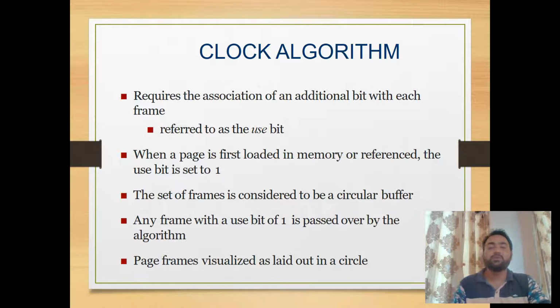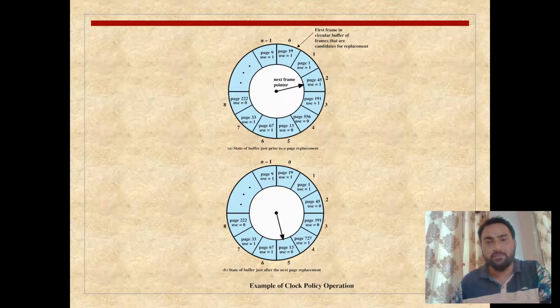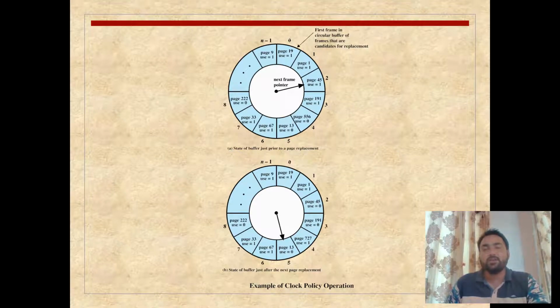Page frames are visualized as laid out in a circle in this algorithm. That's why we call it the clock algorithm also. You can see this in this diagram. In this, various pages are arranged in a circular queue. The upper diagram shows the state of the buffer just prior to a page replacement, before the replacement of a page. In the center is a pointer which points to the next frame to be referenced. The lower diagram shows the state of the buffer just after the next page replacement, and the pointer moves to page 13 with use bit value 0, and it will be replaced with the desired page.